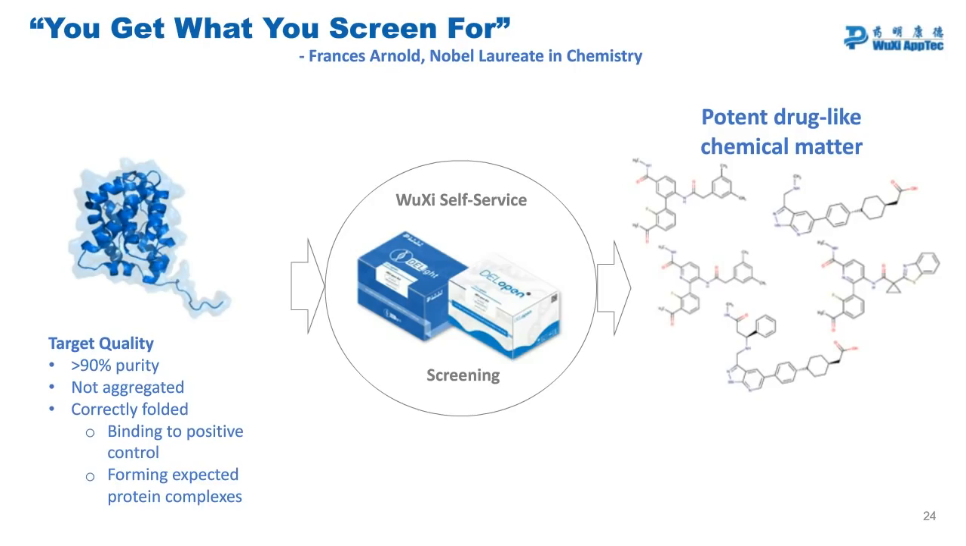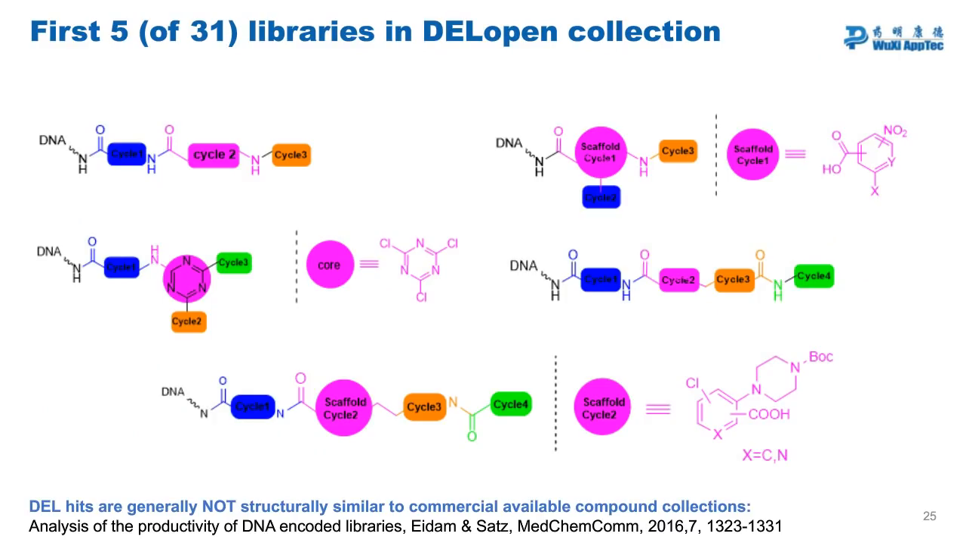So it's commonly asked, what will the hits from a Dell screen look like? I put up here five of the first 31 Dells in Dell Open so that you can see what their generic structures look like. I personally think it's very hard to look at these generic structures and know what your hits are going to look like. Fortunately, there are some published historical data which clearly talk about what hits from a Dell screen will actually look like, and I'll talk about that in the next slide.